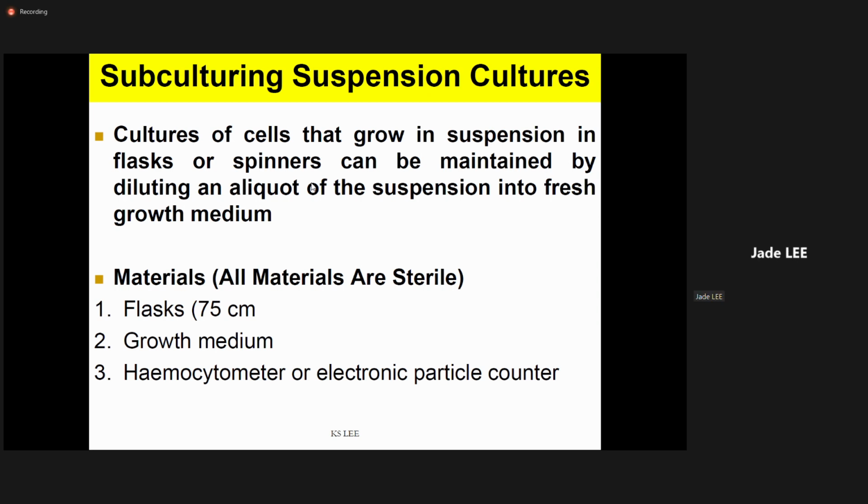Culture of the cell that grows in suspension in flask or the spinner can be maintained by diluting an aliquot of the suspension into the fresh growth medium. So what are the materials that it needs? Probably the flask. Depending on the volumes, you may use 75 centimeter flask and the growth medium, and also the hemacytometer or the electric particle counter for you to count the cell.